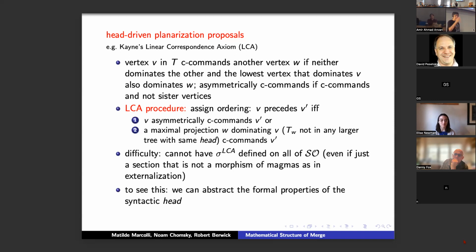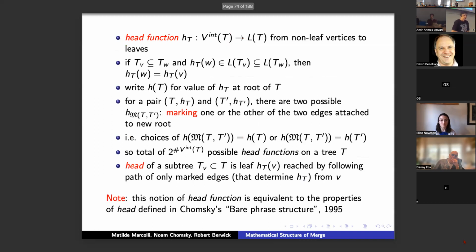Okay, you can express it like in his paper. It's expressed in terms of C-command relations, but it really just depends on having a syntactic head, because then you look at projections. So let me phrase it in a way that's slightly different from the way that he phrased it, but it's equivalent. You can show easily that it's equivalent. So let me define something that I'm going to call a head function. So a head function on the tree, so by tree now I mean a non-planar, so I just mean one of the syntactic objects, like a planar binary rooted tree.